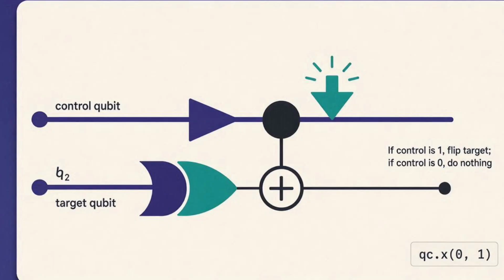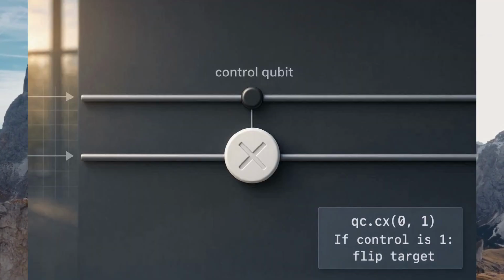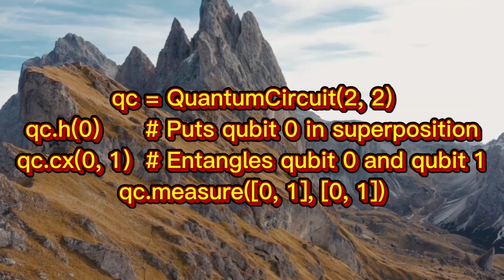By combining a Hadamard gate and a CNOT gate, we create a Bell state, an entangled pair, where measuring one instantly determines the state of the other. The code is short.